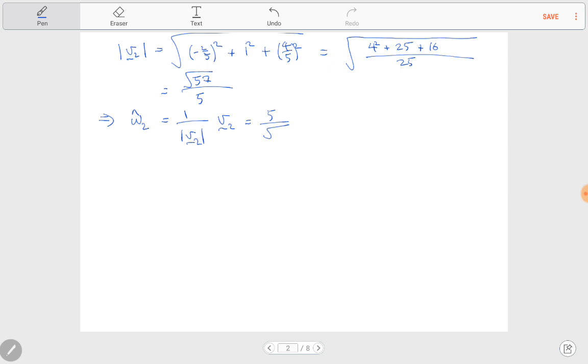Aha, okay, no, I stuffed that up. Alright, it's not the square root of 57. It's actually equal to, so I should have ended up with 4 over 25 plus 25 over 25 plus 16 over 25. So that is 29 plus 16, that's 45. So I've got the square root of 45 over 5.